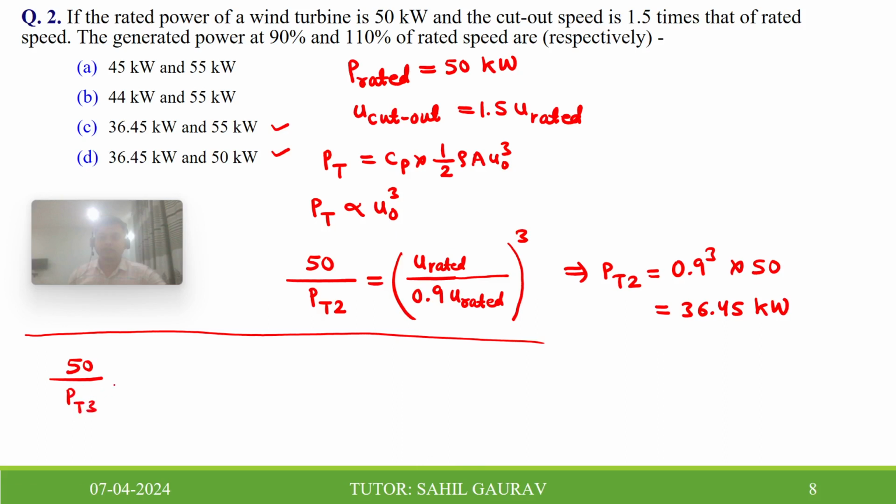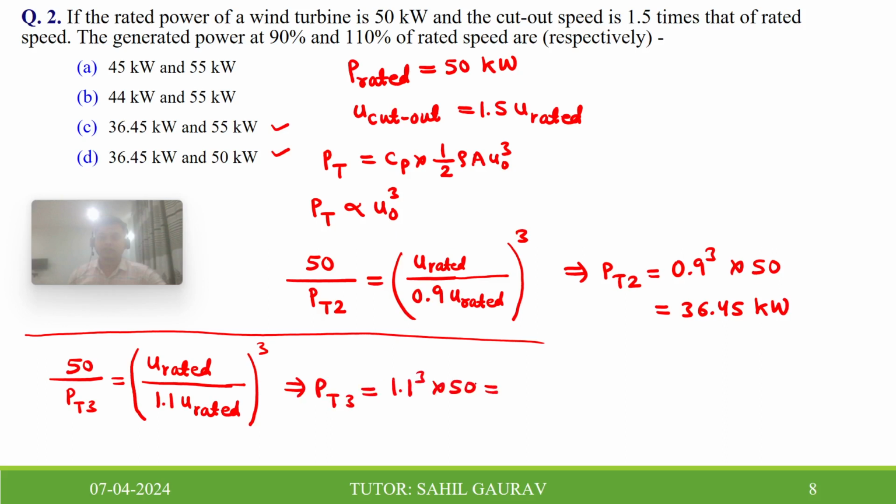So you will get PT3 over 50 equal to 1.1 U rated cube upon U rated cube. So you will get the generated power at 110% rated speed as 1.1 cube into 50, which is 66.55 kilowatt, but it is not given in the options. So is this correct, or are we making some mistake? Can anyone tell?